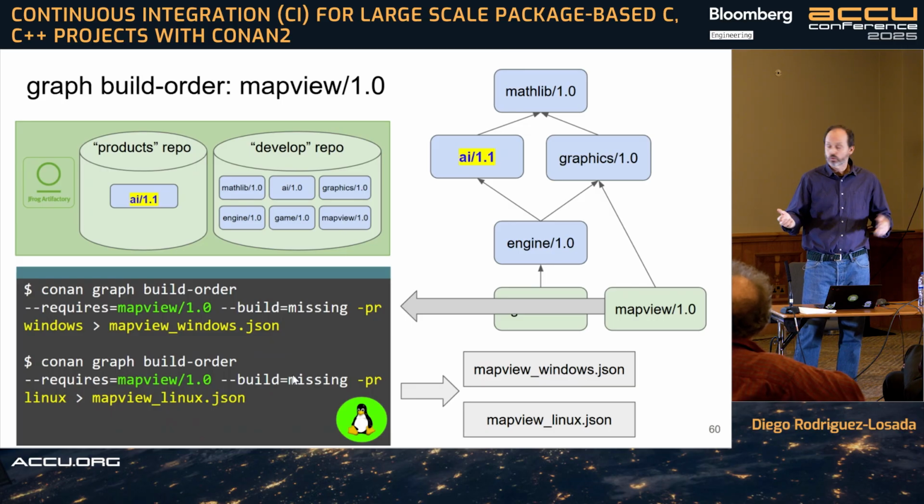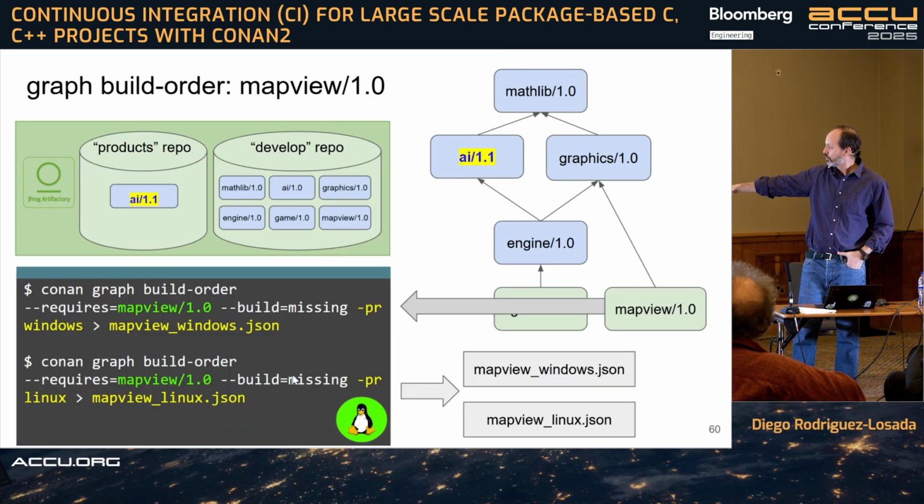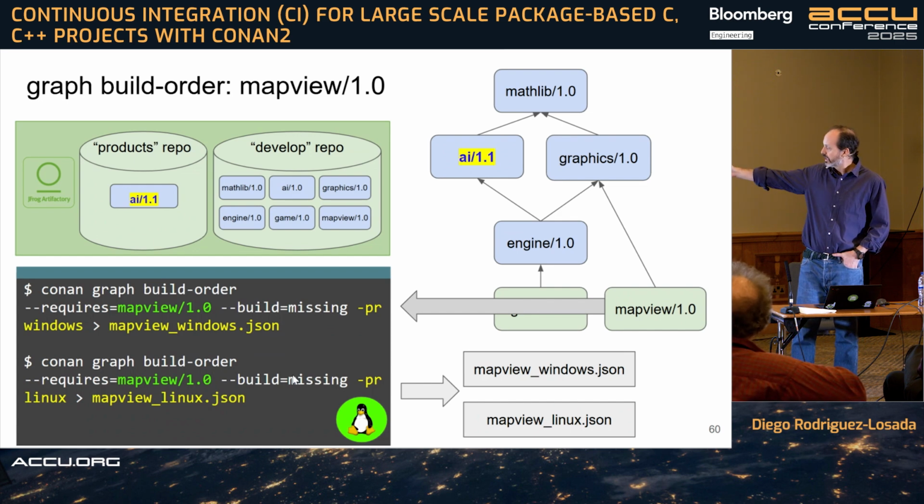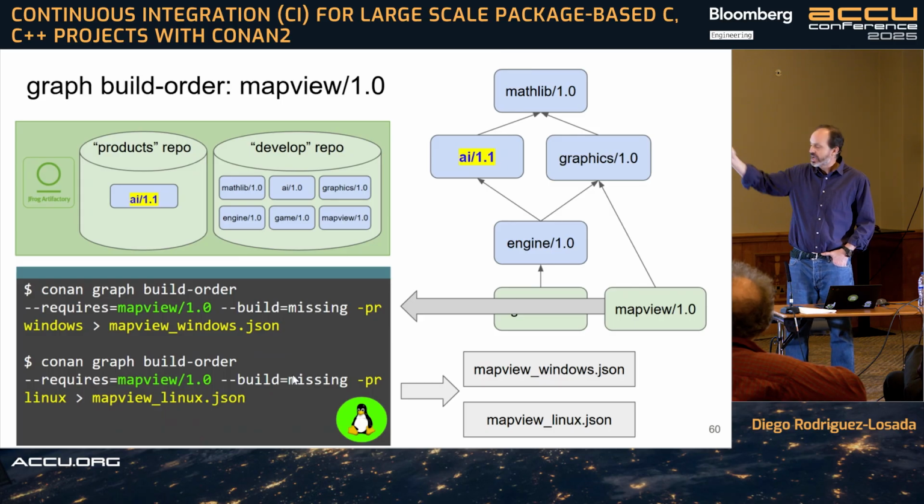Empty. Of course, we know it very easily from the graph because we know that map view is not affected. These files will be empty, but that's perfectly fine. The system can handle this perfectly. It's perfectly good. Okay, what do I need to build in map view because AI got some changes? Nothing. Done.